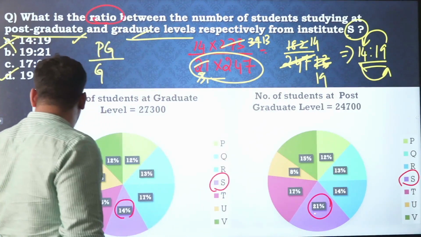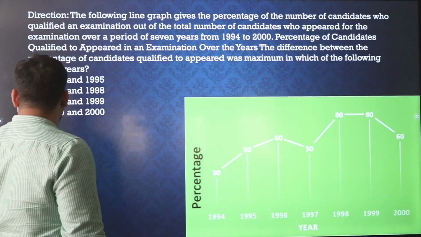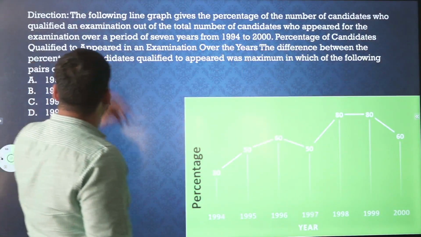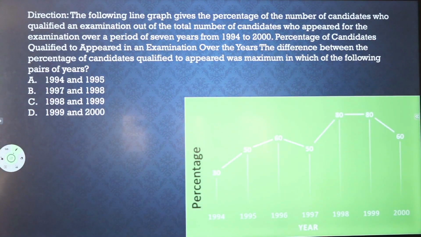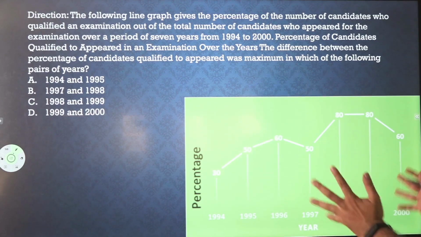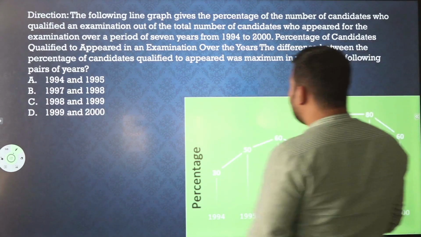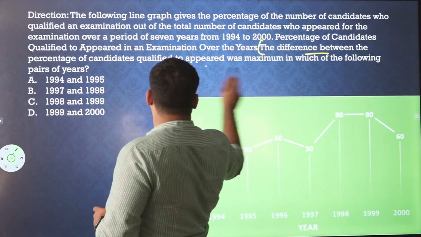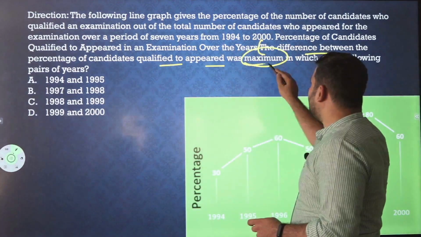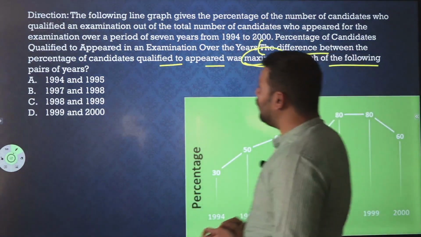Now going forward to the next question. Here we have a line graph. The direction says the following line graph gives the percentage of the number of candidates who qualified an examination out of the total number of candidates who appeared for the examination over a period of 7 years from 1994 to 2000. The difference between the percentage of candidates qualified was maximum in which of the following pairs of years?